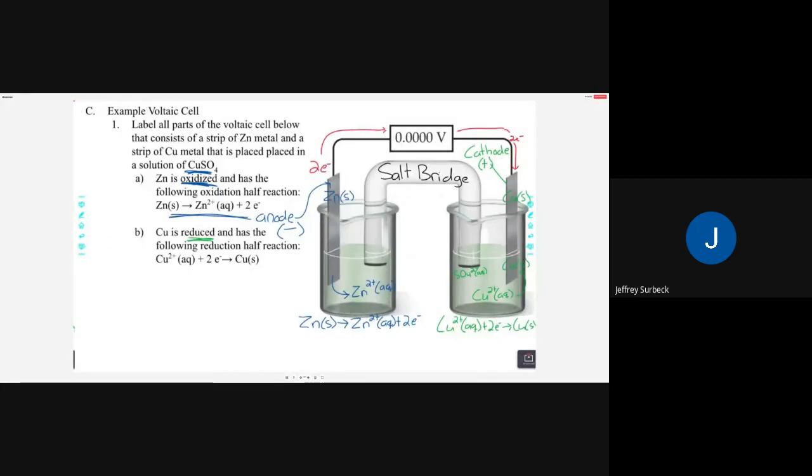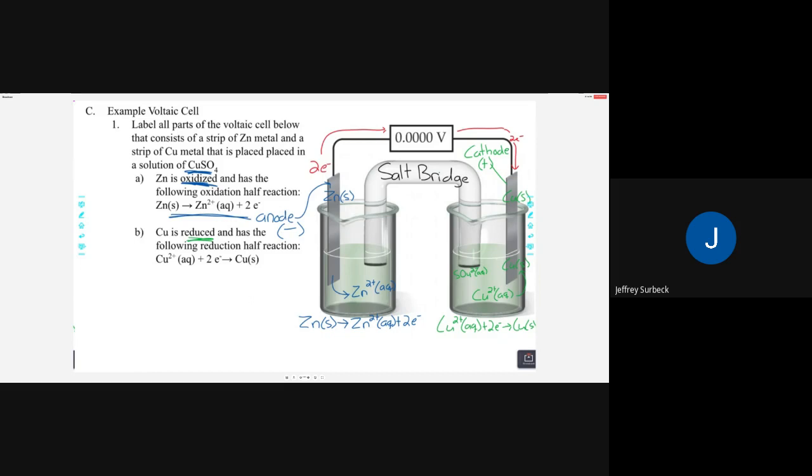So I want to make a correction from yesterday's notes. That correction is very minor. Yesterday I said the anode was positive and the cathode was negative. That is incorrect. Here's why. All right, I got mixed up.